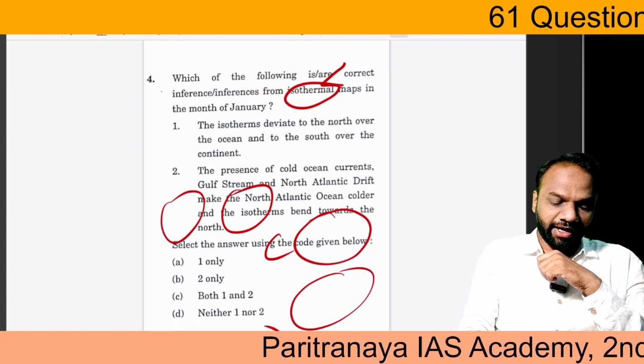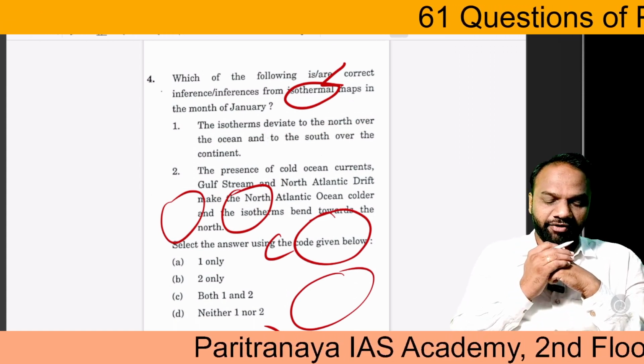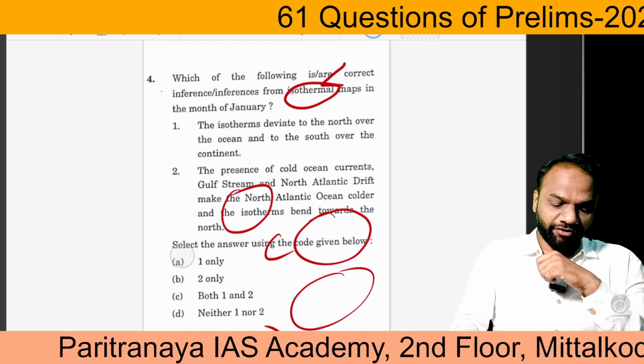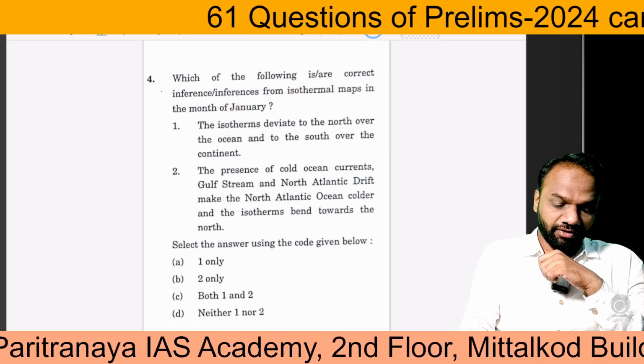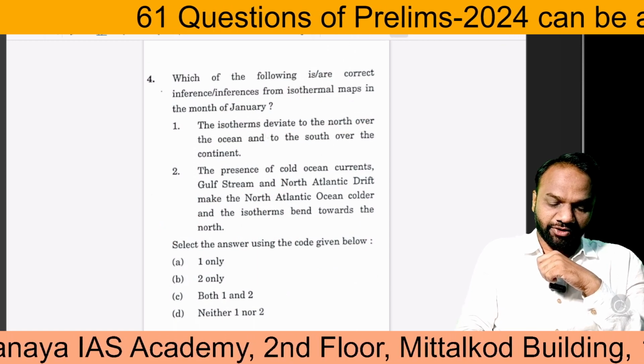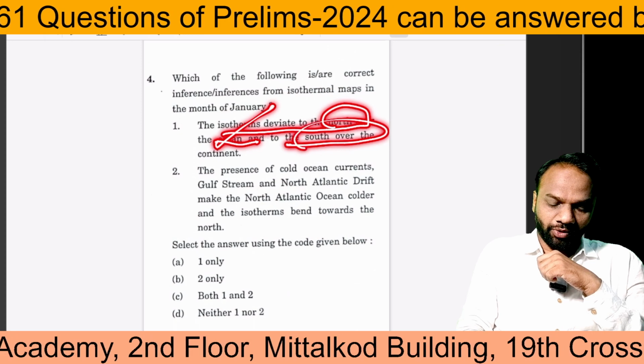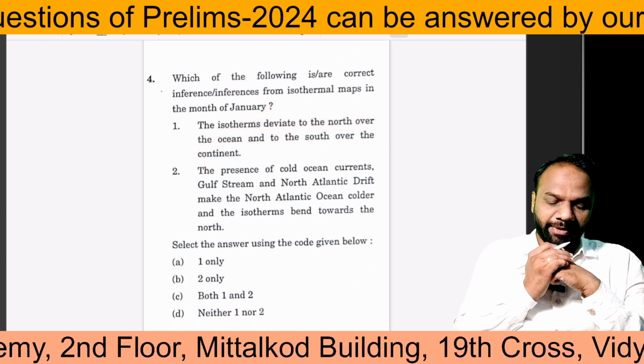To gain complete clarity, I will urge you to watch our separate video which is based on isotherms. But here at the superficial level, the first statement, that isotherms deviate to the north over the ocean, yes, correct. They deviate to the south over the continent, that is also correct. So the first statement is correct.